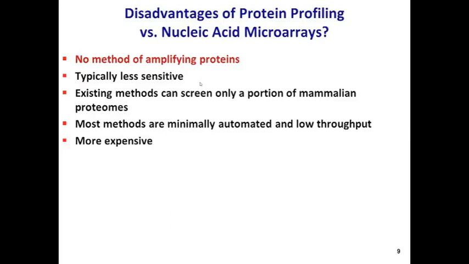There are, of course, some disadvantages of protein profiling compared to genomic approaches, and one is that we do not have an equivalent of PCR, and so we cannot amplify proteins. As a result, proteomic analyses are oftentimes less sensitive and more expensive, and will not necessarily easily survey as large a portion of the mammalian omic space. Most methods are minimally automated, and throughput is somewhat lower than many genomic methods.